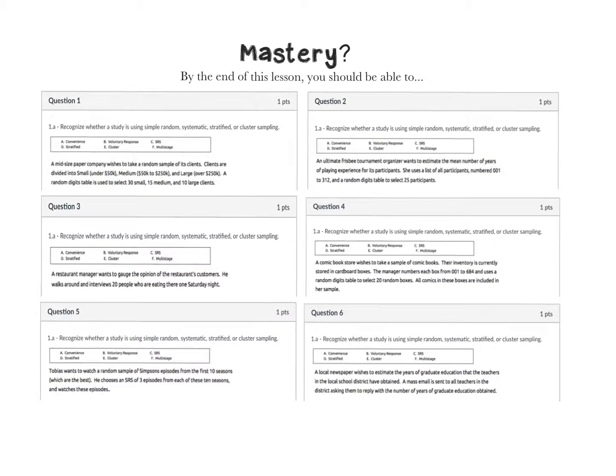By the end of this lesson, you should be able to take these 6 scenarios and pick out which sampling method is being used: if it's a convenient sample, a voluntary response, a simple random sample, stratified, cluster, or multi-stage.